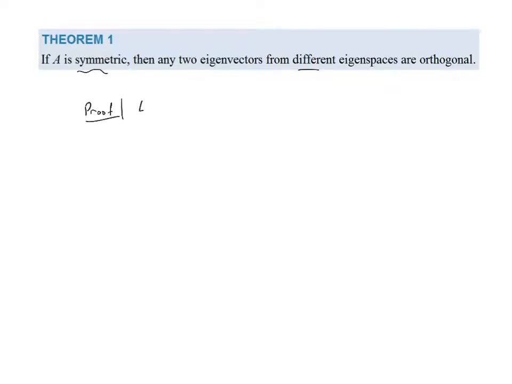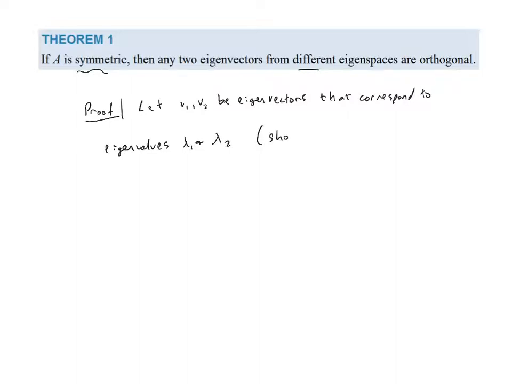Okay, so we're going to define two eigenvectors, v1 and v2, that correspond to eigenvalues lambda 1 and lambda 2. Oops, forgot my subscript. There we go. And then we have to show that v1 dot v2 is equal to 0, that they are orthogonal. That's our goal in this proof.